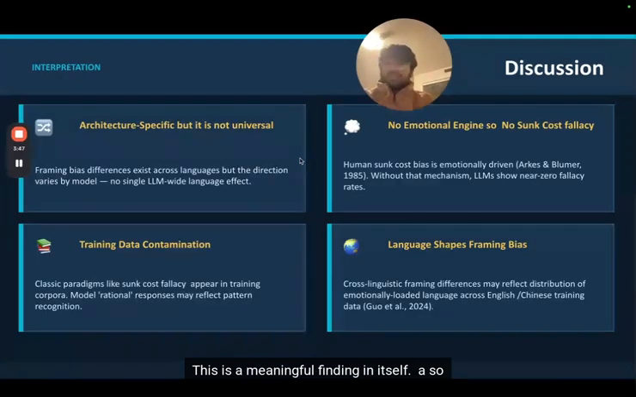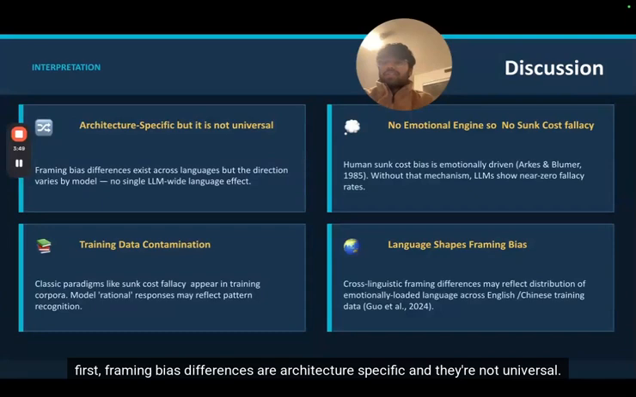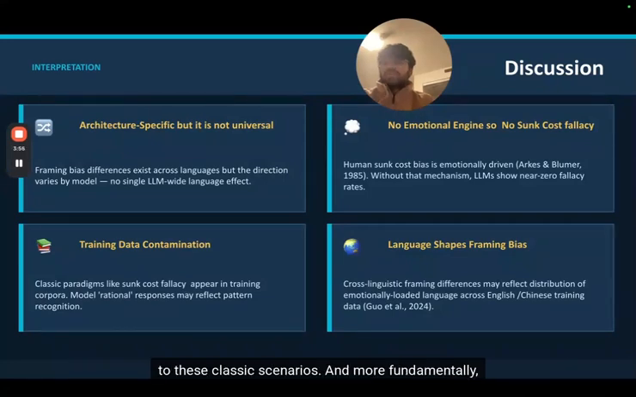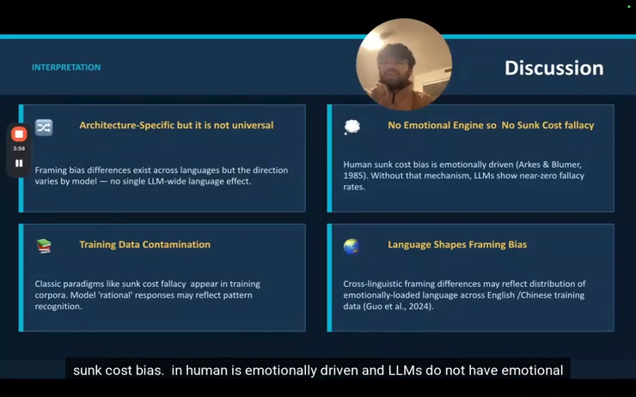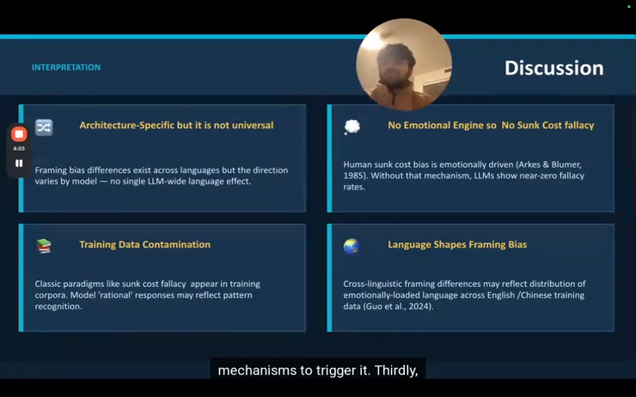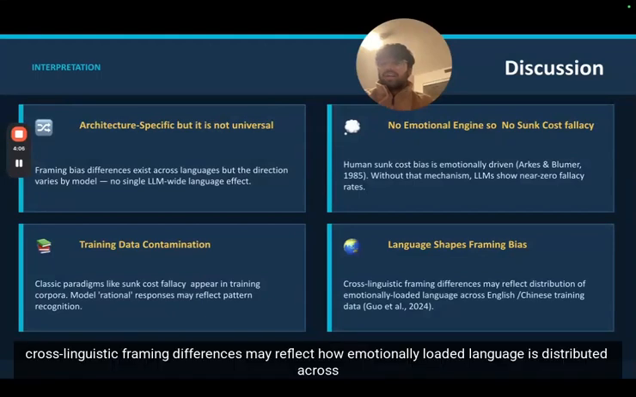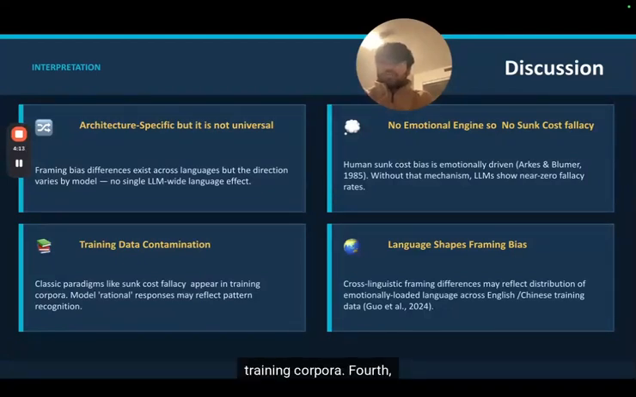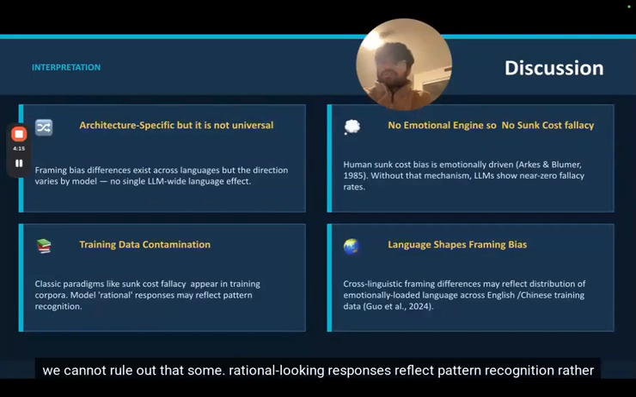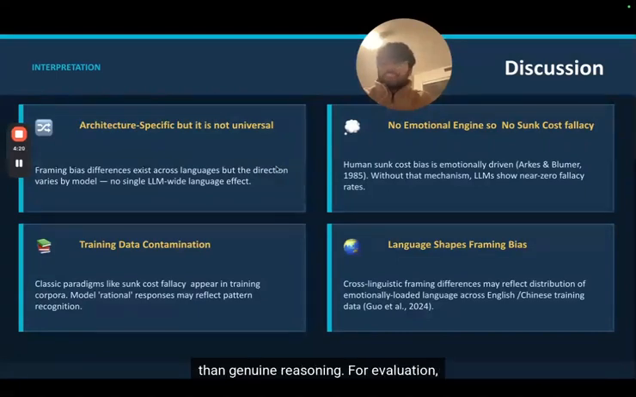For our discussion, first, framing bias differences are architecture specific and they are not universal. Second, near zero sunk cost fallacy results likely reflect training data exposure to these classic scenarios, and more fundamentally, sunk cost bias in humans is emotionally driven, and LLMs do not have emotional mechanisms to trigger it. Third, cross-linguistic framing differences may reflect how emotionally loaded language is distributed across training corpora. Fourth, we cannot rule out that some rational looking responses reflect pattern recognition rather than genuine reasoning.